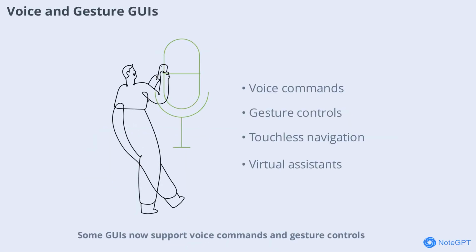Some GUIs now support voice commands and gesture controls. Virtual assistants like Siri or Alexa let users interact with devices using natural language, while motion sensors allow for touchless navigation. These innovations are expanding the ways we interact with technology, making GUIs even more versatile.